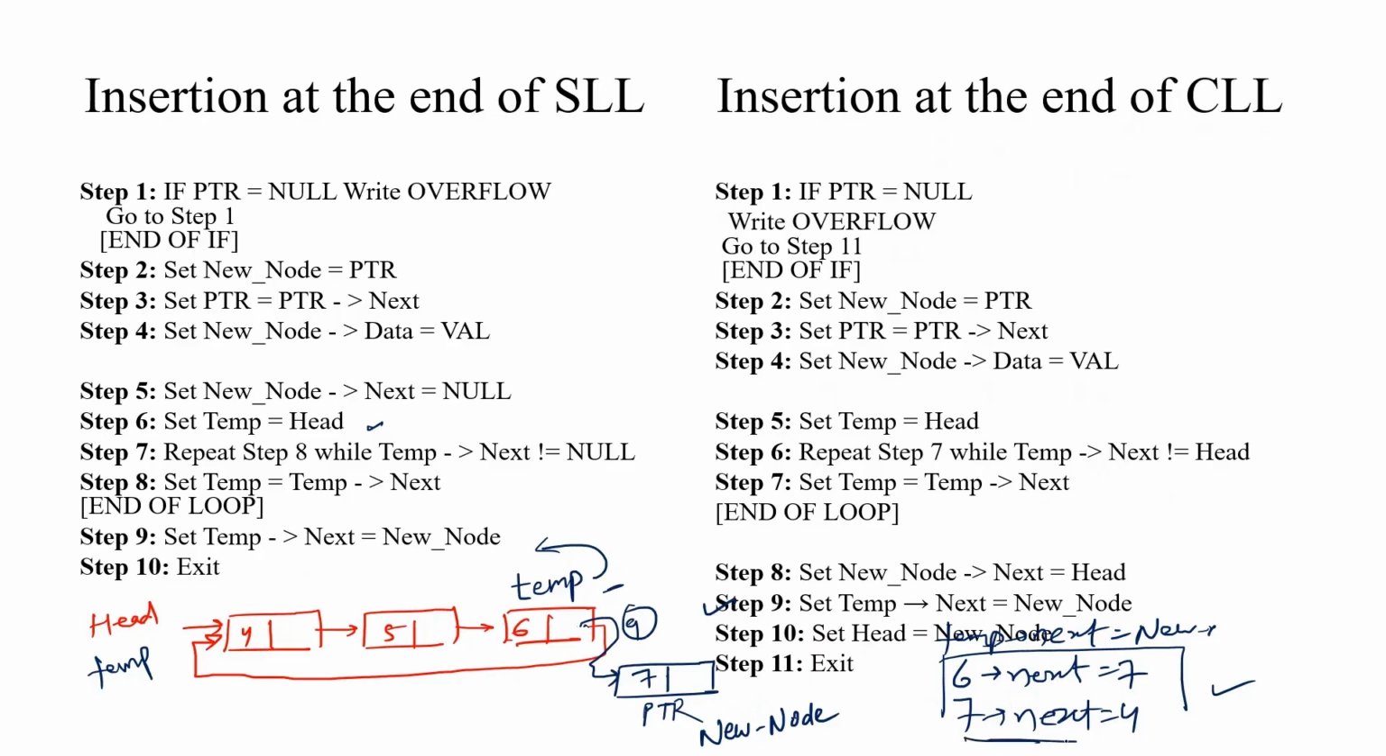Then we'll write 7 to next is equal to 4. 7 to next means new node to next. And new node to next will become head. You can see in the step number 8. This was your step number 8 and this was step number 9. And finally, what we will do, we are setting head is equal to new node.